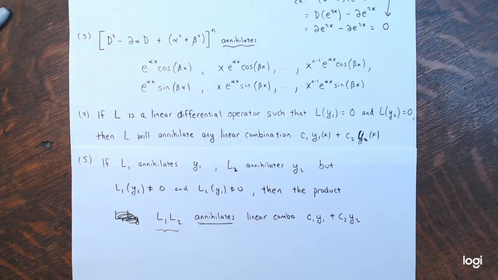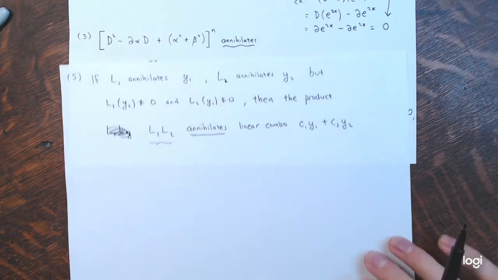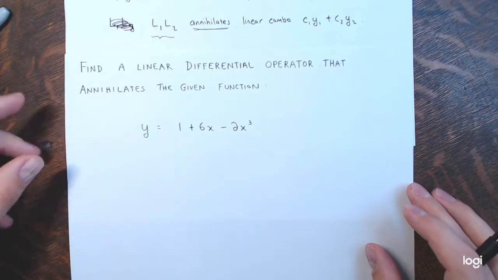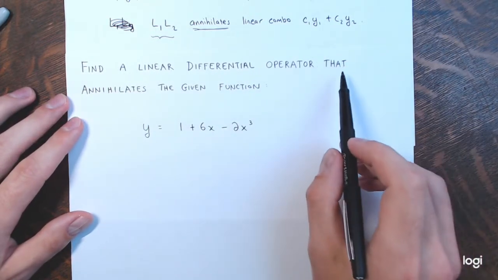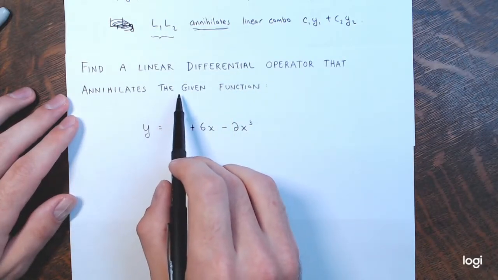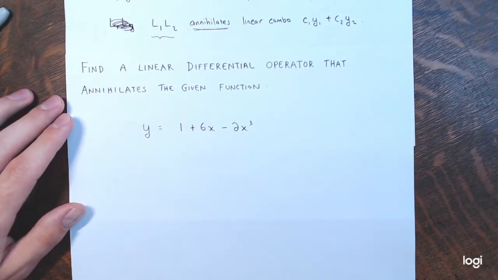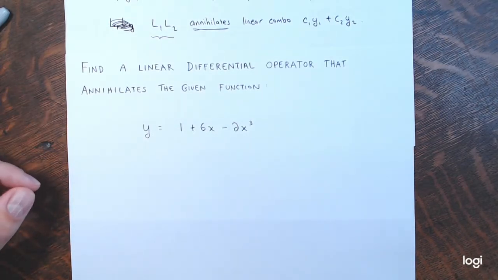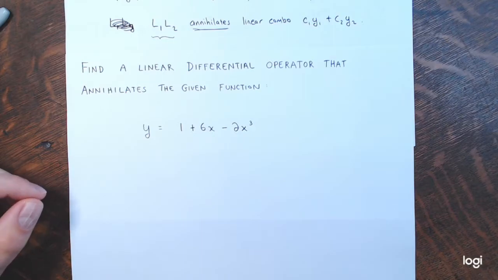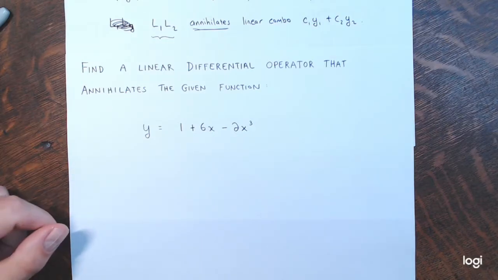Okay, so some examples. And in every single one of these examples, I have the following instructions. I'm asked to find a linear differential operator that annihilates the given function. And really what I'm going to try to do here is find a linear differential operator of the smallest order that annihilates the given function. All right.